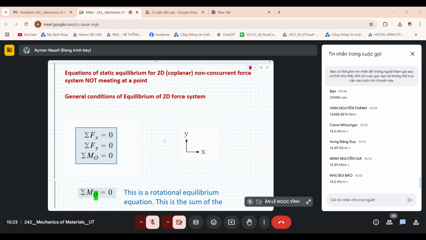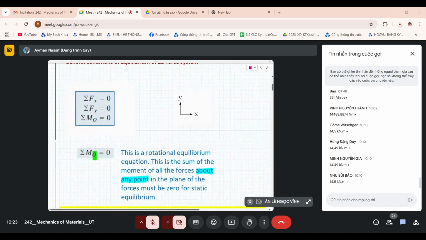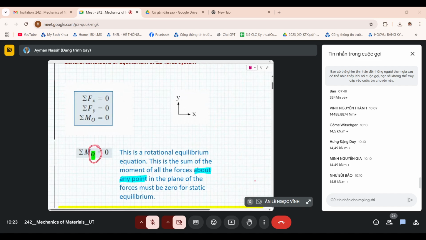sigma Fx, the sum of the components of forces in the x direction, is equal to 0. The sum of the components of the forces in the y direction is equal to 0. And the sum of the rotational effects, the moments of all the forces about any point in the plane of the forces, must add up to 0 for static equilibrium.